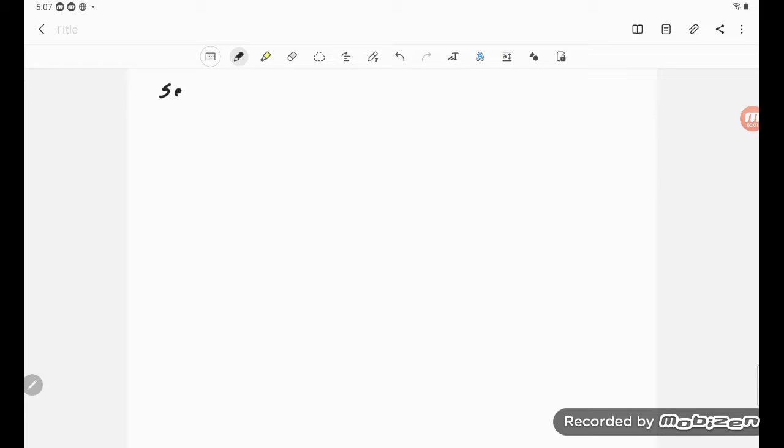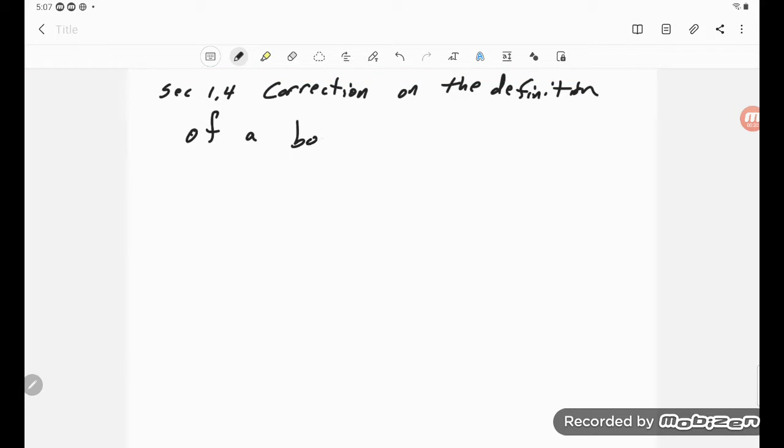Okay, here's section 1.4, and I need to make a correction, I believe, on the definition of a boundary point of G.